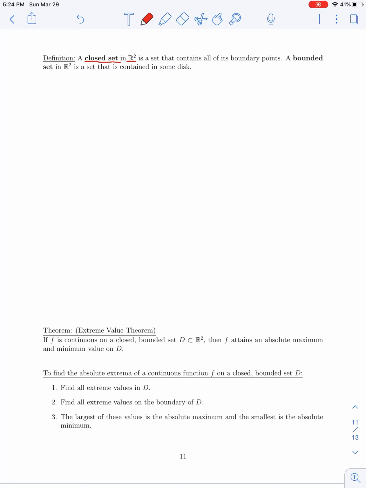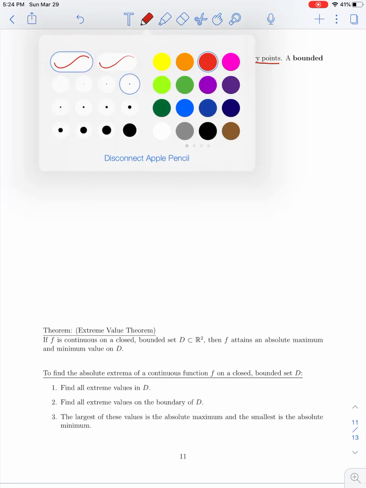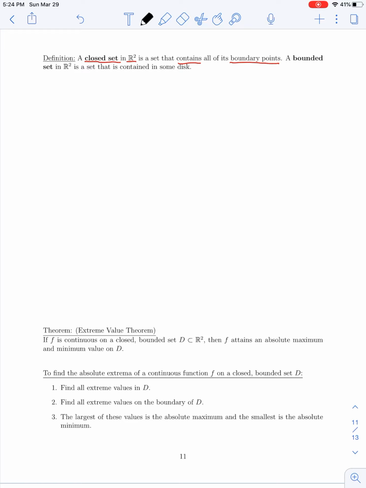To answer that question, we need to introduce a little bit of terminology. So let's start by defining some things. Here, we will start by defining a closed set in the plane as being a set which contains all of its boundary points. So what I mean by that is the set would have to contain its edge or its boundary in order to be considered a closed set.